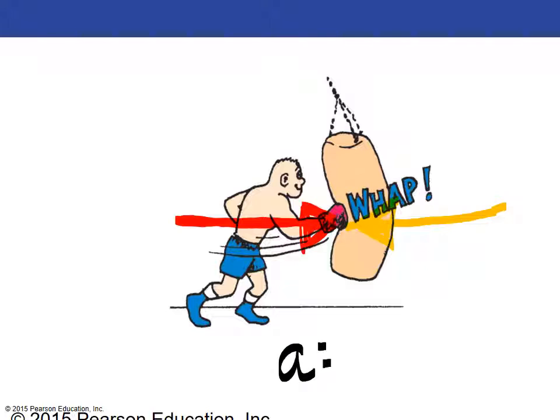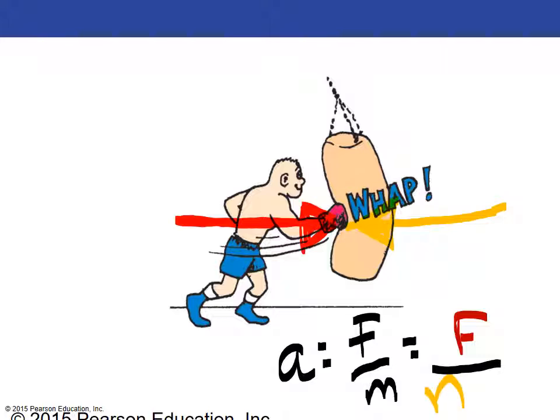Acceleration is equal to the force divided by the mass. In this case, it is the force of his arm divided by a really, really big mass of the punching bag. So we get a little bit of acceleration, a little bit of change in motion. All right?